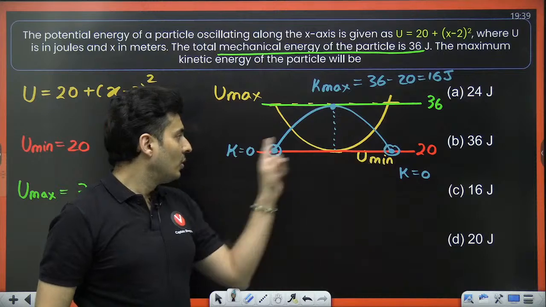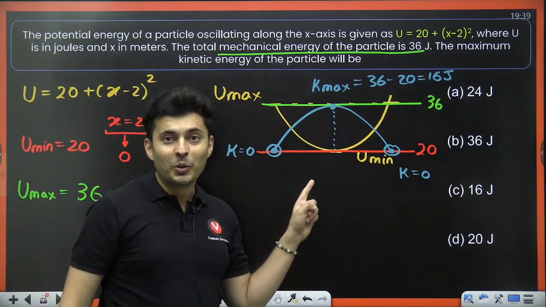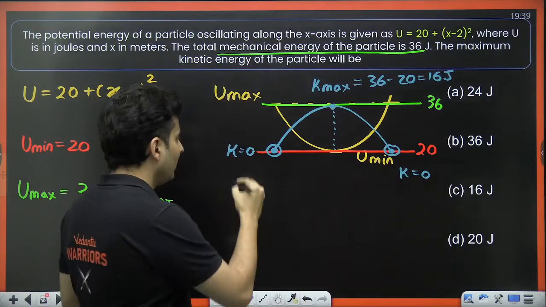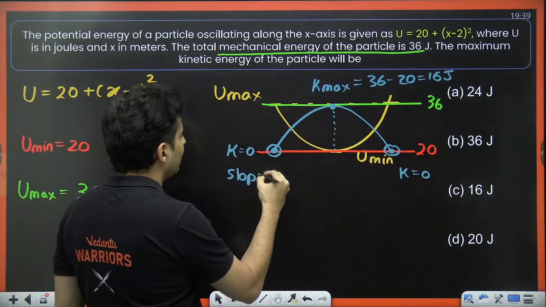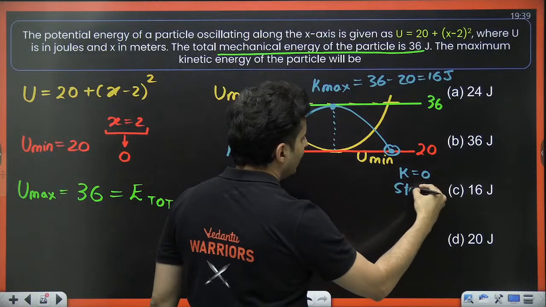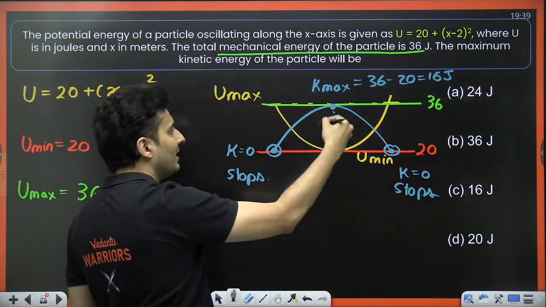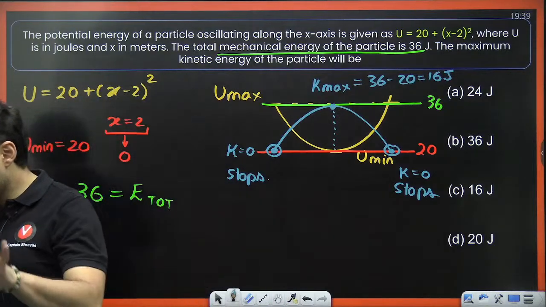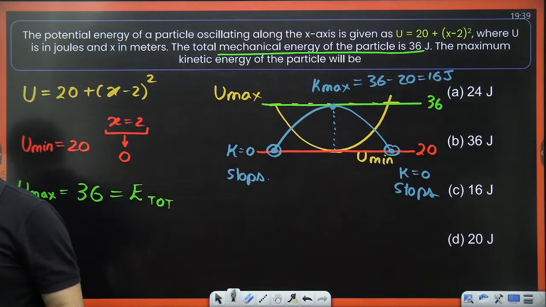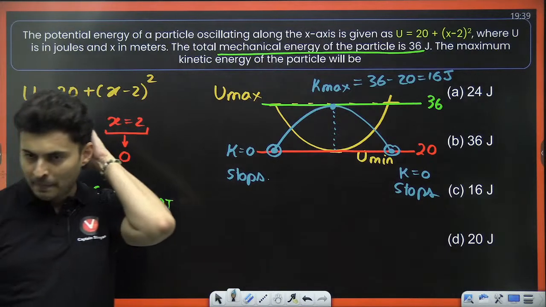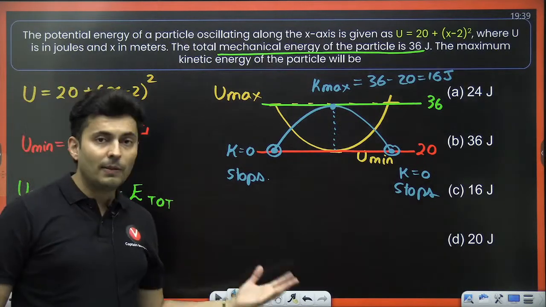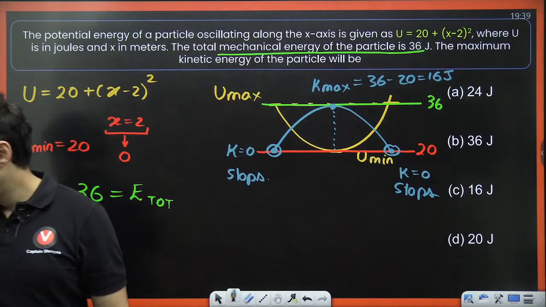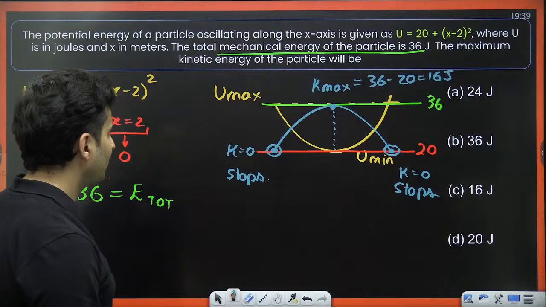Okay, don't say minimum kinetic energy will be 20. No, it stops at the extreme position. It will stop, right? If it stops, obviously kinetic energy will be 0. So the difference will be the gain in the kinetic energy. It will be 16. Understood how we solved this question? What we did in this question? Otherwise, many people do some random things and complicate the scenario. Don't do that. It's very, very straightforward only.